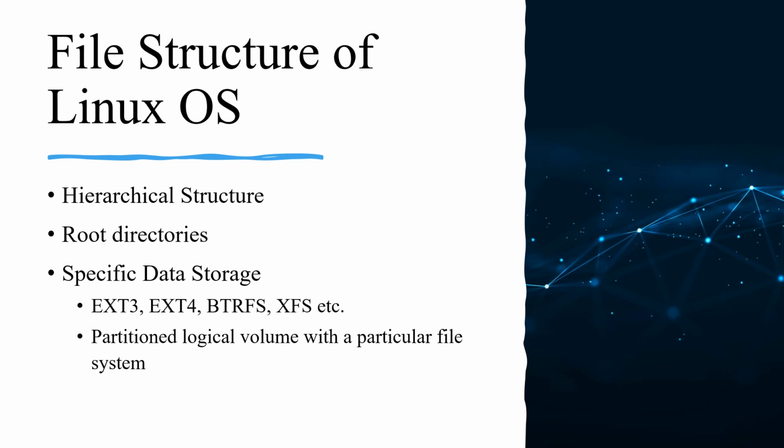The file structure for Linux OS is very similar to Windows. It also uses a hierarchical structure. It uses root directories and specific data stores. Now you can go in and look up each of these data stores if you like. They're partitioned by logical volumes with particular file systems.